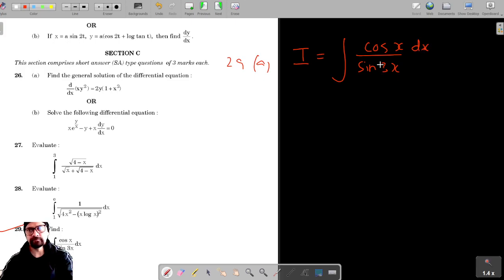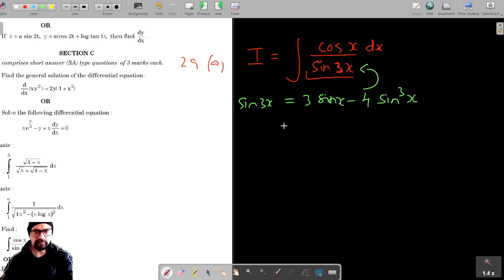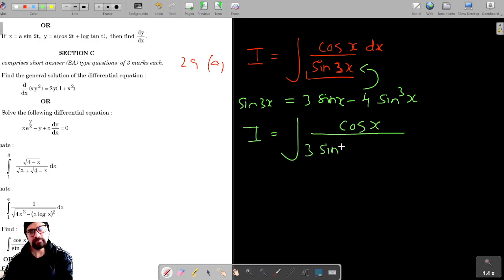Okay, and for this, let's try to simplify this. And we know the sine 3x formula. So, sine 3x is equal to 3 sine x minus 4 sine cube x. So let's replace this here, and our integral I is equal to the integral of cos x upon 3 sine x minus 4 sine cube x into dx.